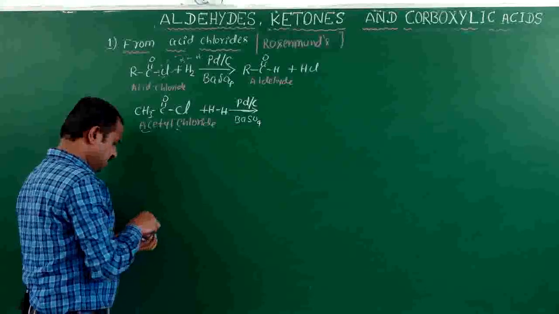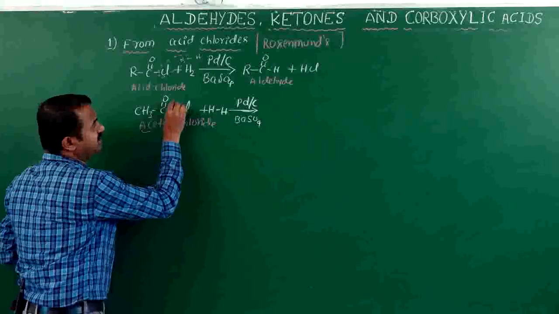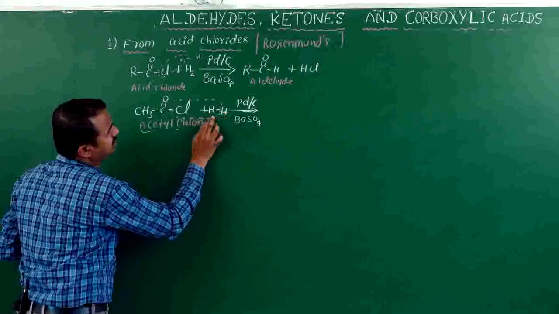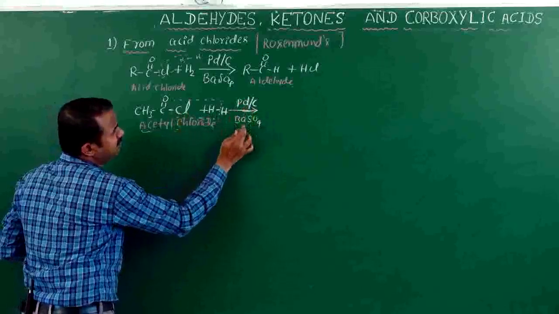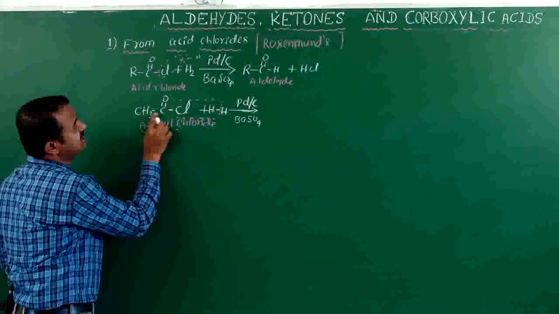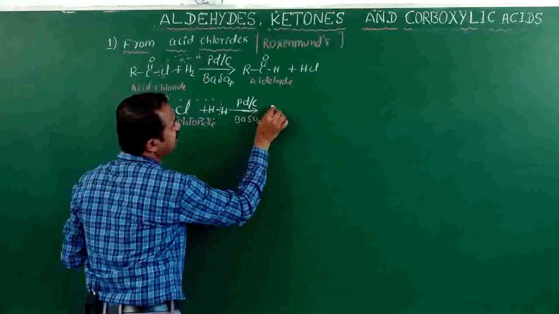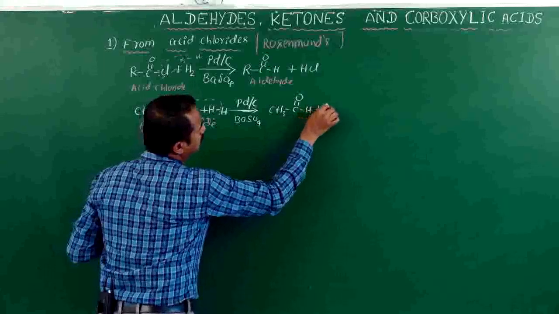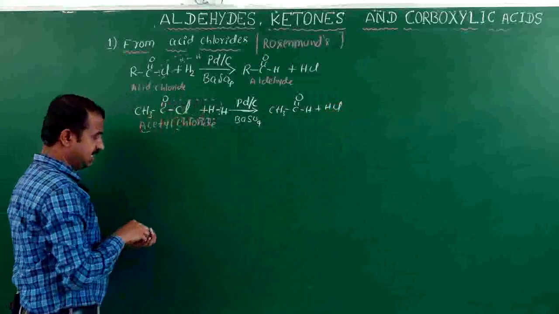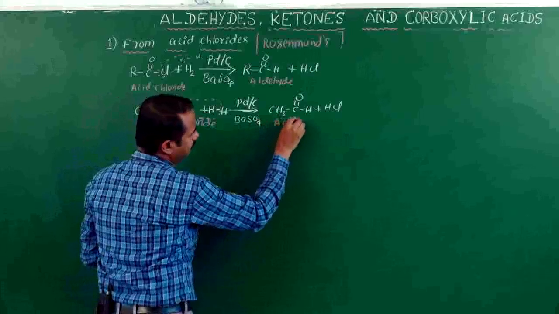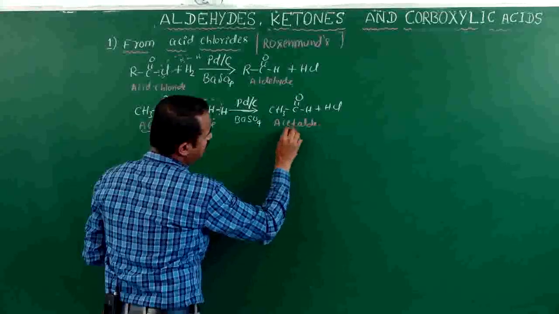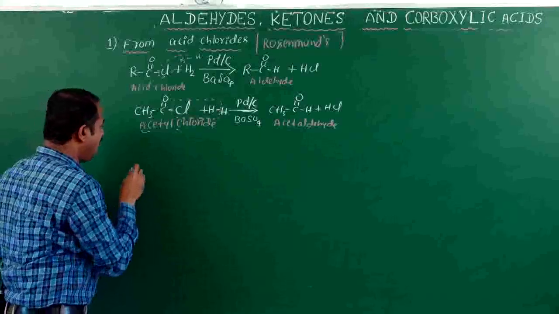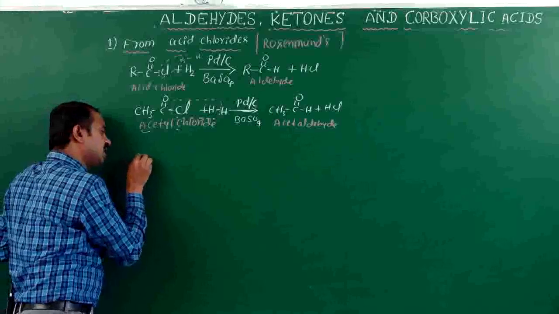Here also, acetyl chloride is reduced with hydrogen in the presence of palladium on carbon using barium sulfate to give CH3CHO plus HCl. The name is acetaldehyde. Okay, acetaldehyde.